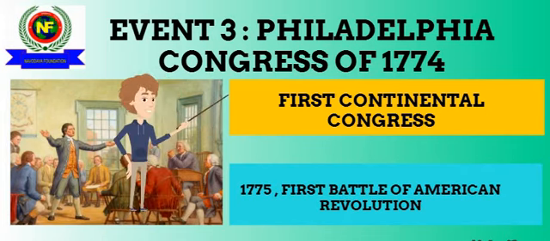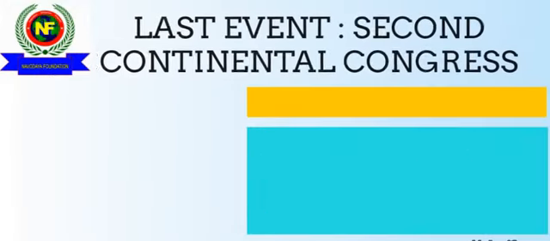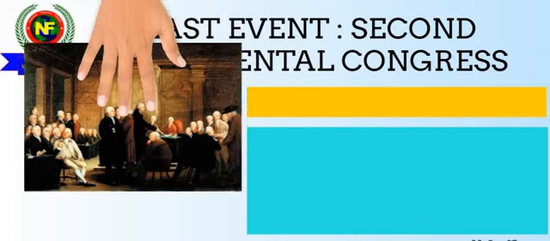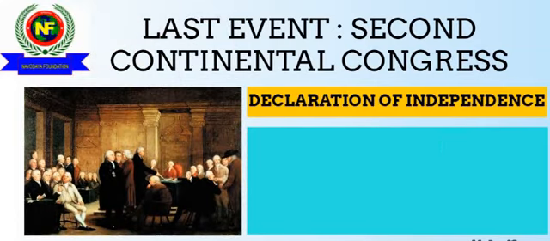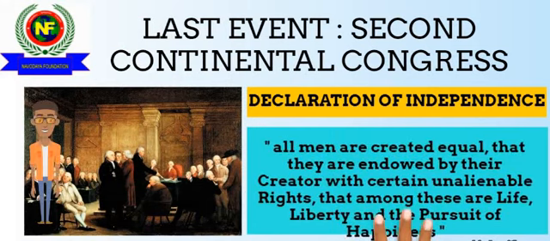But Americans were prepared and had planned for defense, and in 1775, the first battle of the American Revolution happened, in which Americans defeated the British forces. The next and the last event was the Second Continental Congress, which happened in 1776, and in this American representatives gave the famous Declaration of Independence.